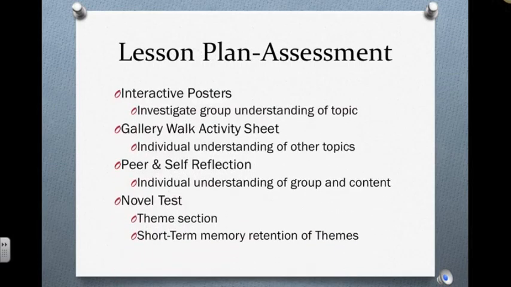In order to determine the effectiveness of this activity, it is important for the teachers to use assessments. This particular lesson segment has 4. The interactive posters will highlight the group's understanding of their particular theme. The gallery walk will give students the opportunity to develop a more in-depth understanding of different themes in the story. The peer and self-reflection will look at how this activity developed collaborative skills. Students will share how their members are doing in the group setting. And finally, the novel test will look at how students' overall understanding of themes in the Hunger Games, as well as their ability to hold this information into their short-term and long-term memory.